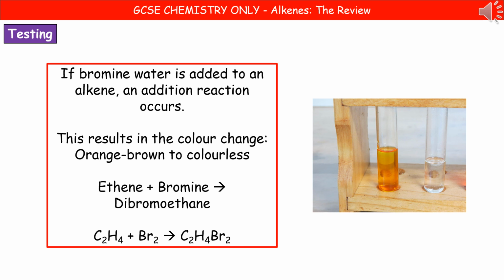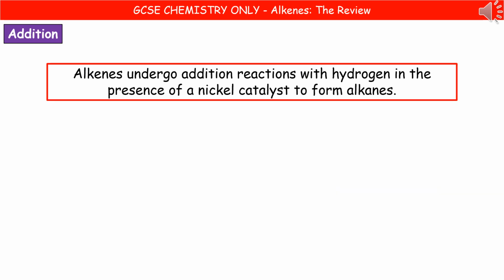So what we're actually looking for here is the colour change from the orangey brown colour to colourless. If that happens, we have an alkene, because it's undergone an addition reaction, as you can see at the bottom there, to form our dibromoethane. If we don't have that colour change and it stays the orangey brown colour, then it must have been an alkane because it's unable to actually join onto the molecule. Because remember, alkanes are saturated, there are no free bonds available. Alkenes, unsaturated, so the double bond's going to break in order to allow the bromine to join onto the molecule.